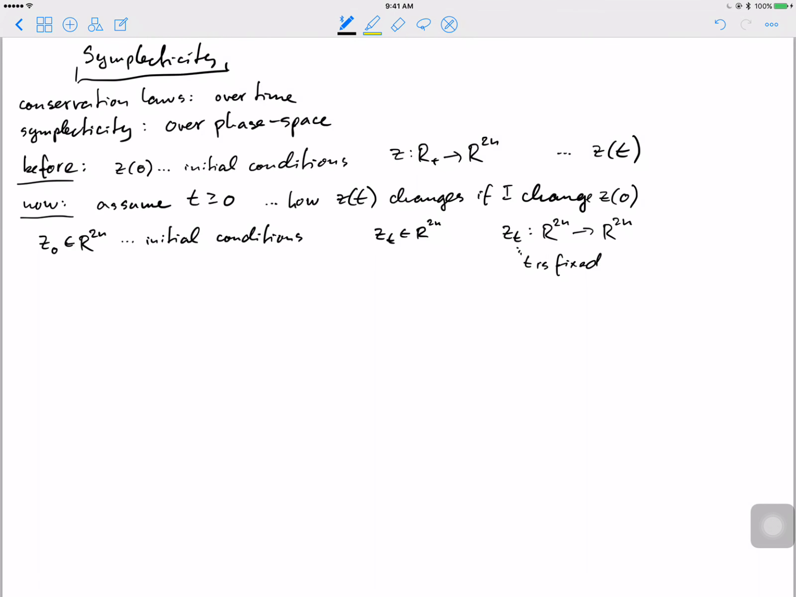The next thing we will need is some mathematical tool to study how zt changes if we slightly change its argument. I could write it like this: zt is a function of the initial conditions, a function of z0, and let's say I do some small perturbation p to the initial conditions. The z0 is a 2n-dimensional vector, and the small perturbation p is also a 2n-dimensional vector.